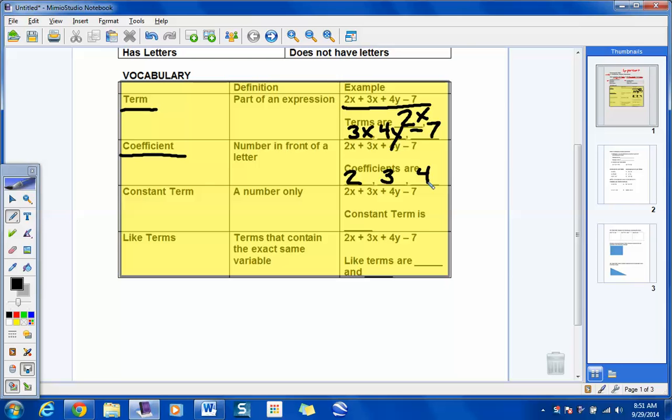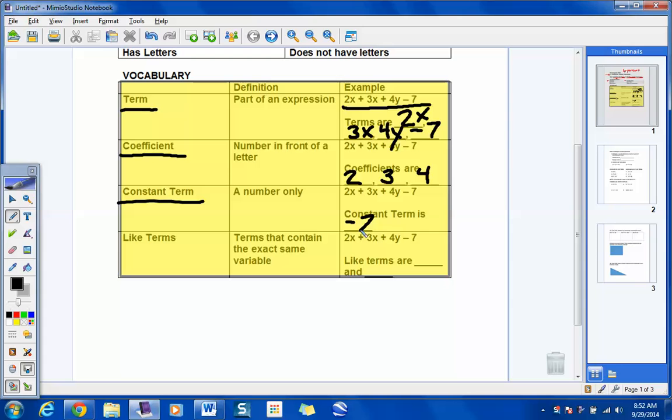Then, we have what's called a constant term. A constant term is going to be a situation where you have a number, but that number is not right next to a letter. Is there anything in the same expression, 2x plus 3x plus 4y minus 7, that's constant or not right next to a letter? 7. What kind of 7 again, Tim? Negative 7. Negative 7.